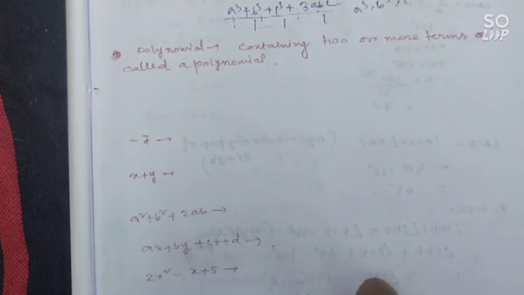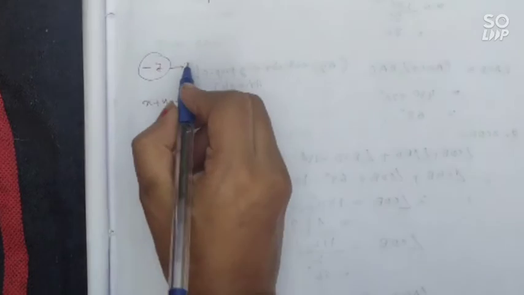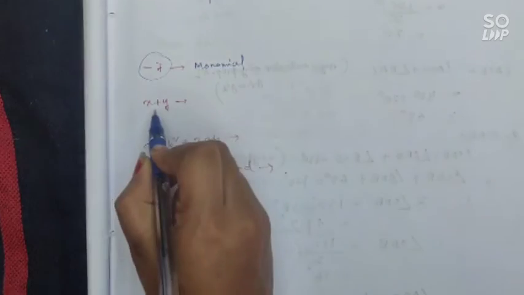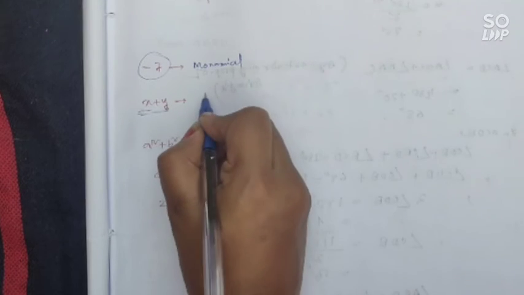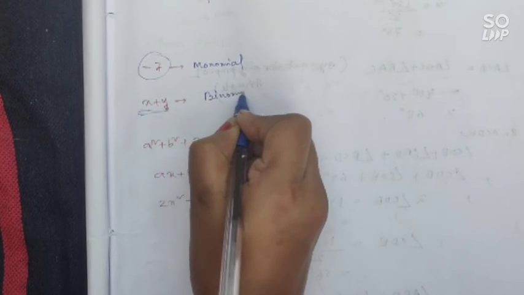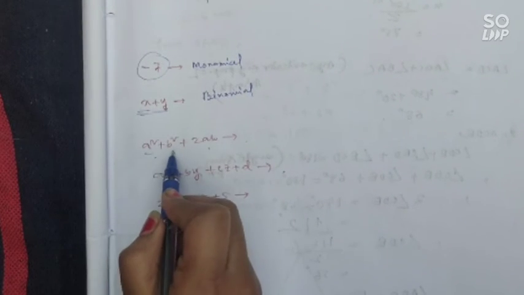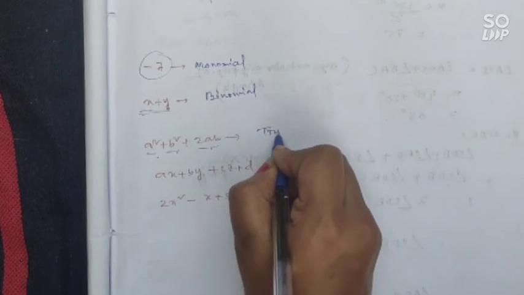So here you can see some examples. We will see whether these are monomial, polynomial, binomial or quadrinomial. -7. This contains one term. So this is called a monomial. Next, x plus y. This contains 1, 2 terms. So this is a binomial. Next, a square plus b square plus 2ab. First term, second term, third term. 1, 2, 3 terms. So this is called a trinomial.